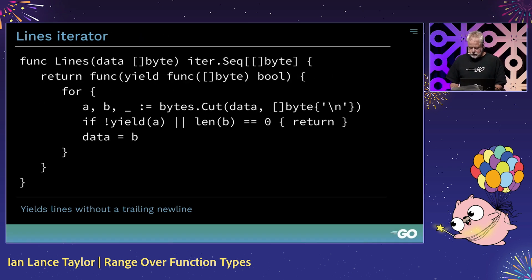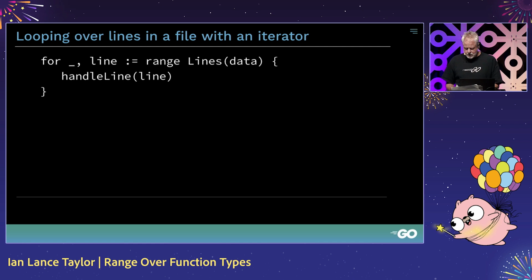Here is a function that returns an iterator over the lines of some byte slice. After the usual iterator signature, the function is pretty simple. We keep picking lines out of the data until there's nothing left, and we pass each line to the yield function. Now our code to loop over the lines of a byte slice looks like this. This is just as easy to write as the earlier code, and it's a bit more efficient because it doesn't have to allocate a slice of byte slices.